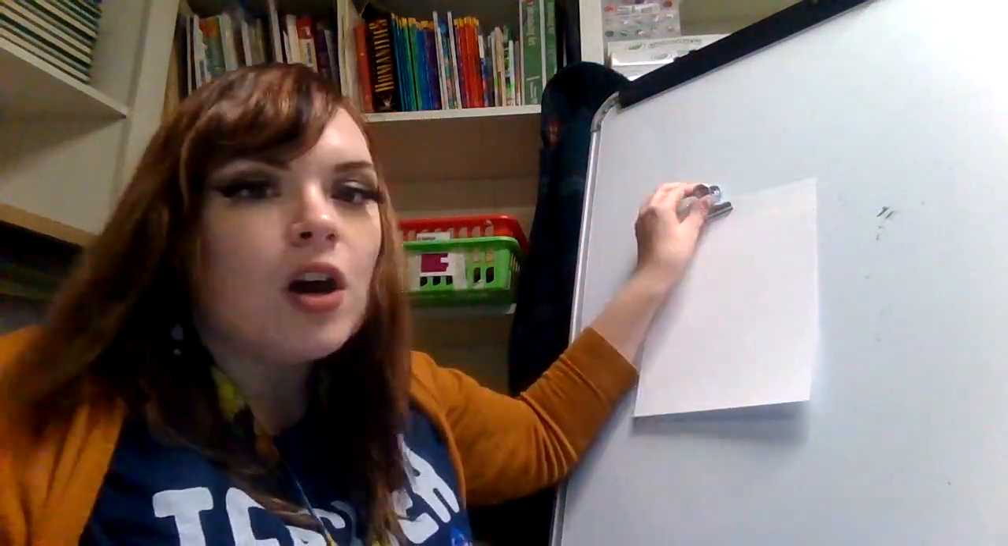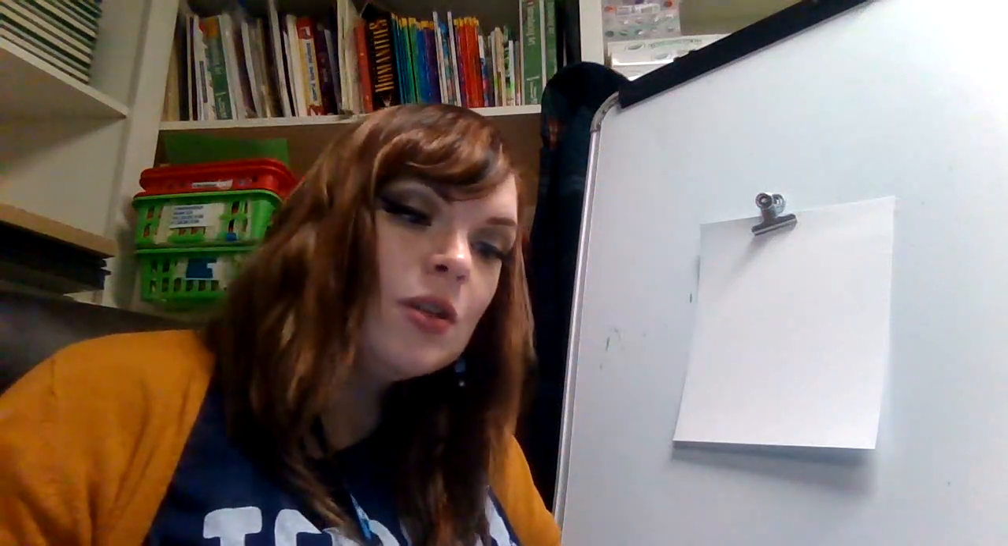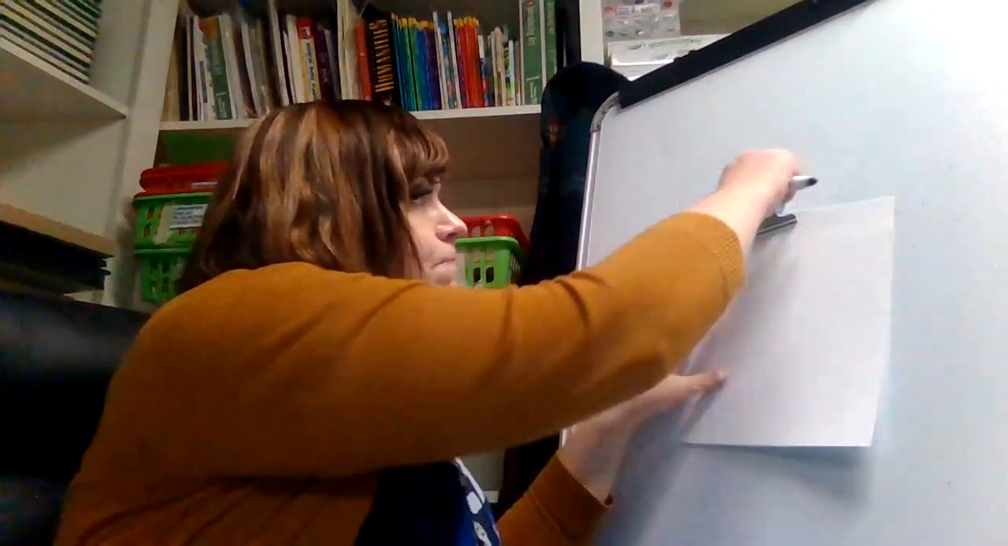Alright, so ladies and gentlemen, we're first going to have our white piece of paper. We're going to have it vertical, up and down. And I'm going to be using a marker so that way you can see. But I want you to use a pencil just in case you make an oops.